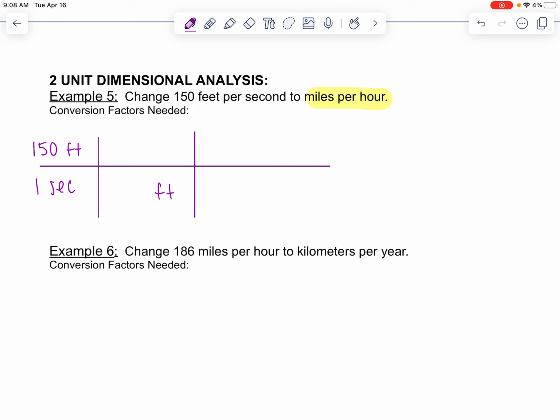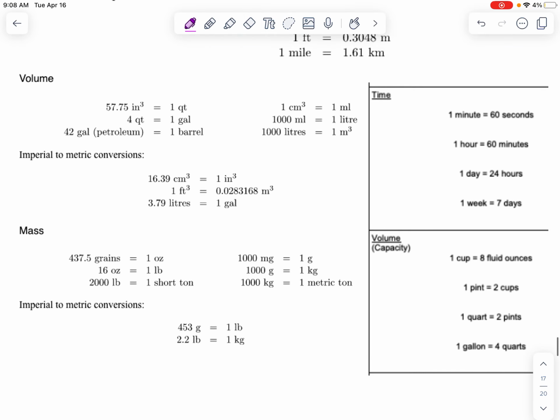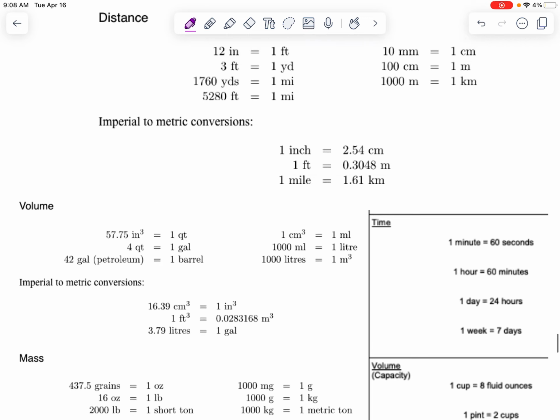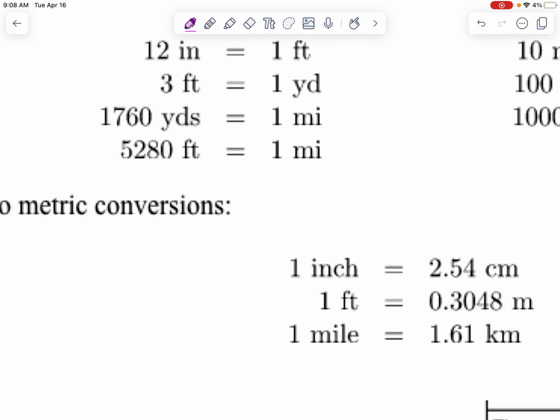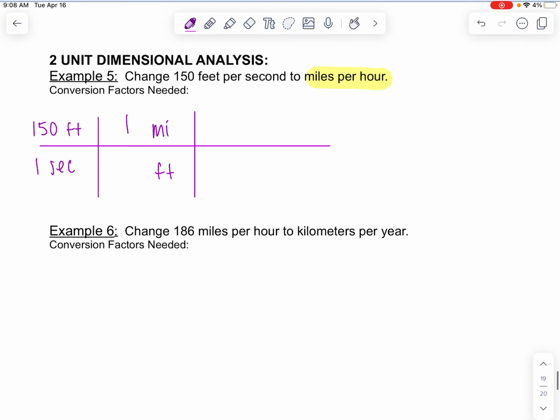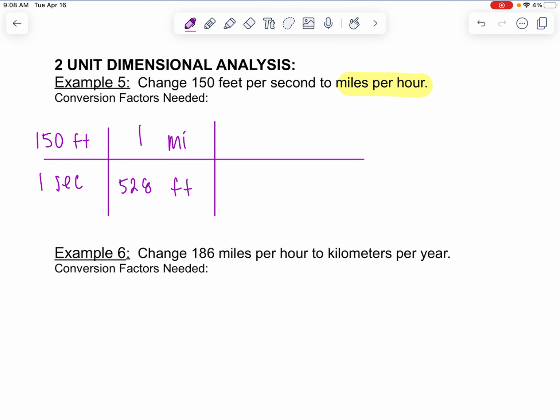Let's try to get to miles. So I'm going to say 1 mile, and how many feet are in 1 mile? This is when you go to your conversion sheet on page 17. And that is right there: there's 5,280 feet per mile. So that's where I'm going to put 5,280 feet for 1 mile. Eventually you'll see my feet would cancel out, but before we do that, let's change up some other things.